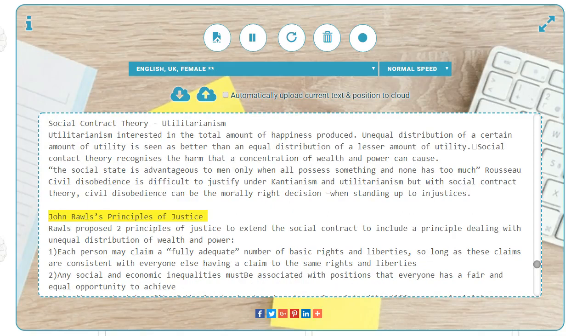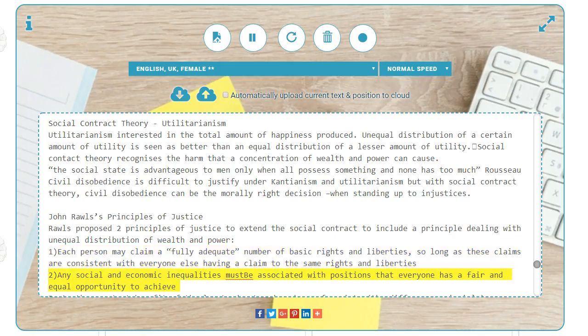John Rawls's Principles of Justice. Rawls proposed two principles of justice to extend the social contract to include a principle dealing with unequal distribution of wealth and power. 1. Each person may claim a fully adequate number of basic rights and liberties, so long as these claims are consistent with everyone else having a claim to the same rights and liberties.